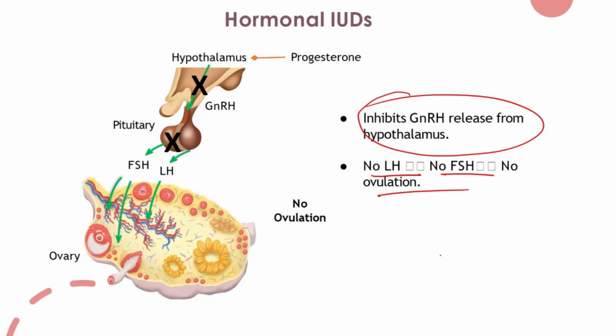Remember, whatever progesterone or progestogen hormone is there in that will be released sustainably for a longer duration, up to 1 year or 5 years if it is LNG20. And slowly this hormone will prevent GnRH release from the hypothalamus. So when there is no GnRH, no LH, no FSH, no ovulation can happen.